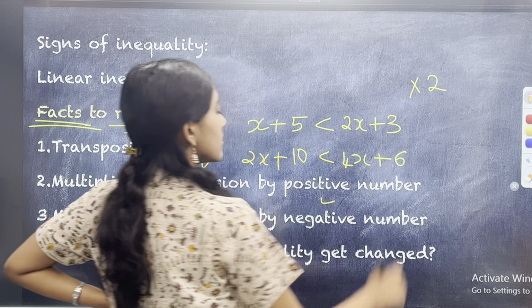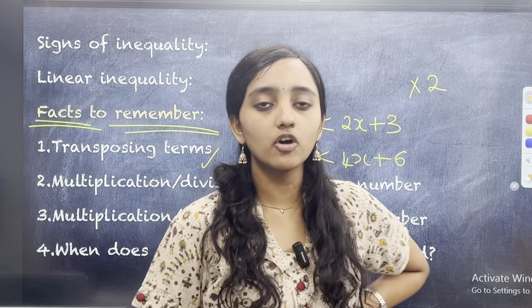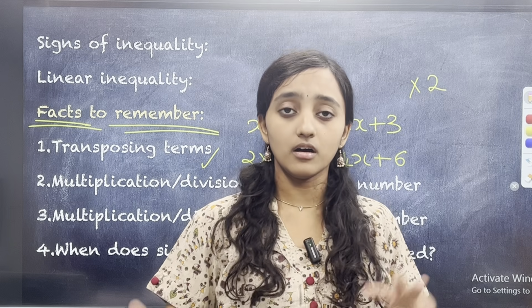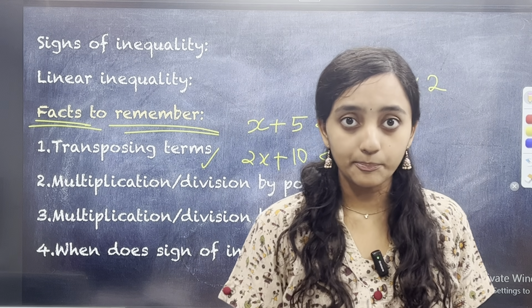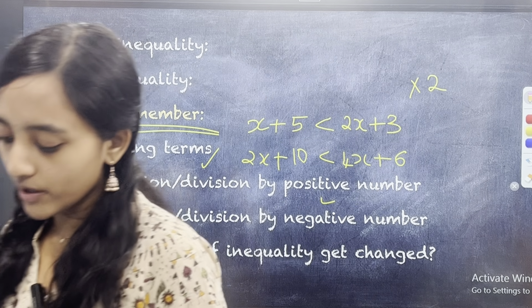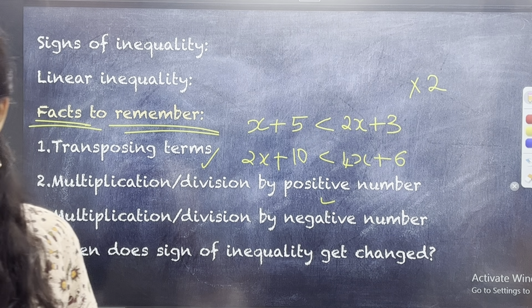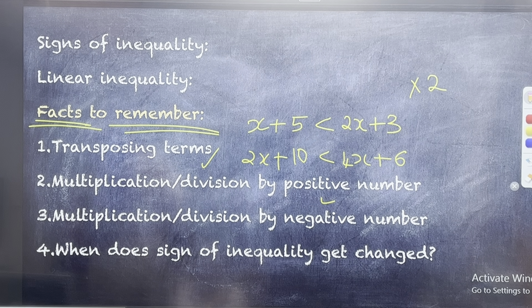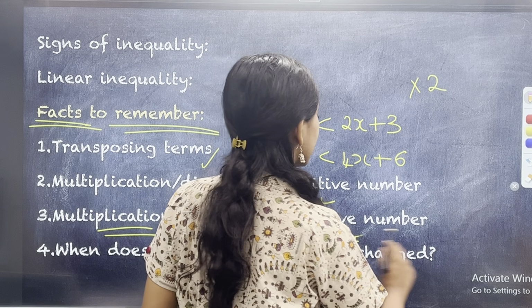Basically, there is no change in the inequality or any sign anywhere when a particular inequation is multiplied by a positive number. That is what I want all of you to keep in mind. The sign of the inequality remains the same. Okay? Now, what will happen when there's multiplication or division by a negative number?